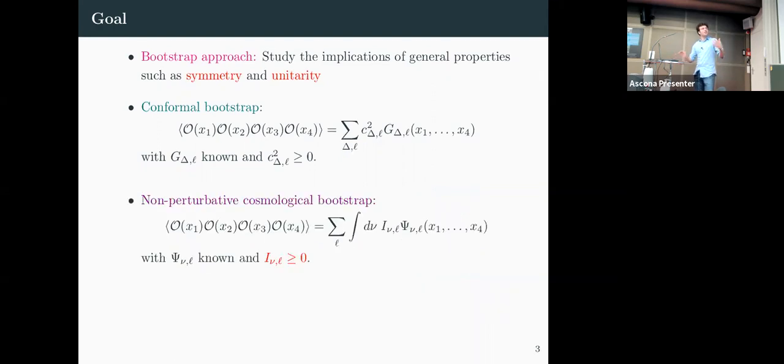So the ideology here is the same. We will have some 4-point function, and I'll talk about how to get there. Now it is an integral over the principal series instead of a sum, and instead of conformal blocks you have conformal partial waves, which are also known functions and can be written in terms of conformal blocks actually. And with some coefficients that we call partial wave coefficients, they also have positivity conditions. Okay, that's the spoiler right there.